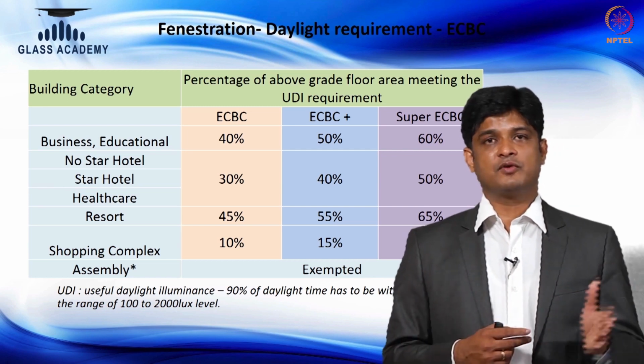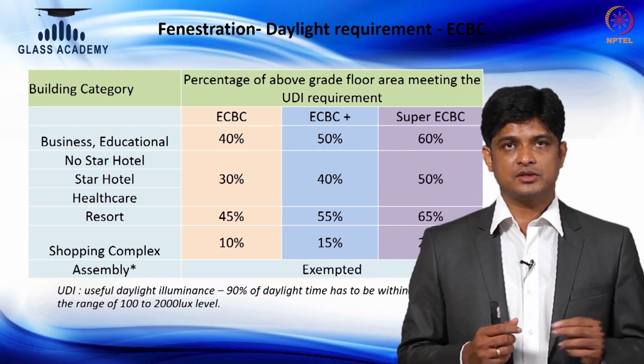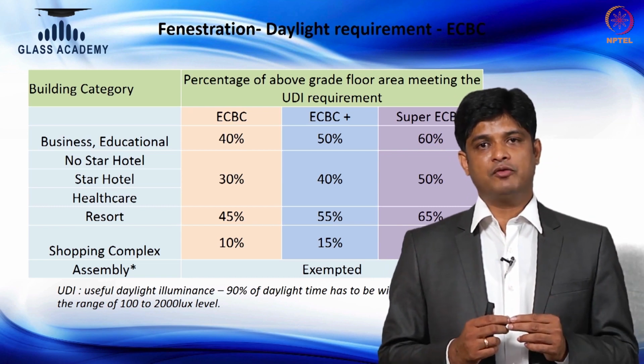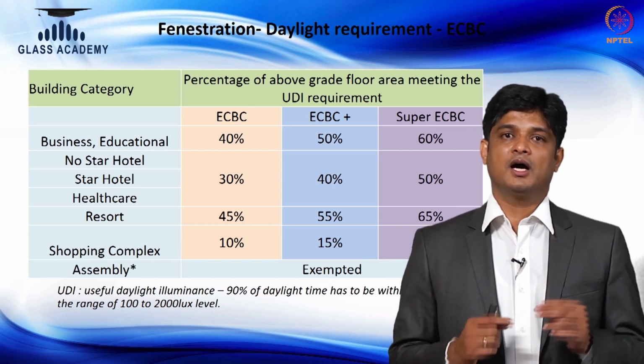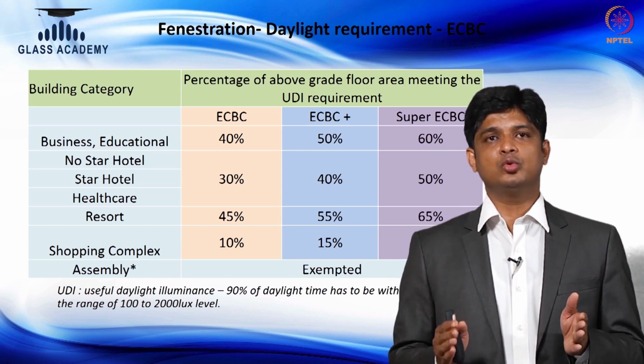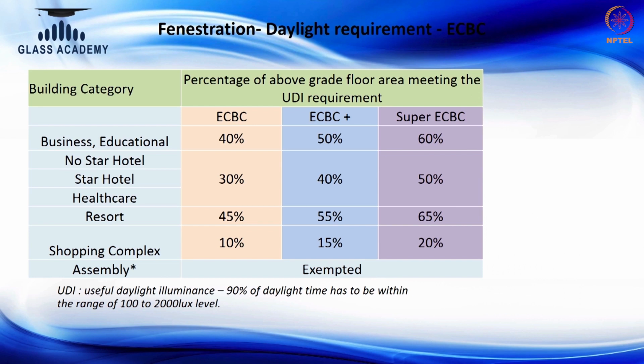ECBC says, for example, for a business or an educational building, if I have to comply with ECBC, 40% of the floor area has to have the light transmission within the range of 100 to 2000 lux. If I have to make my building more efficient, more naturally lit, which is ideally called ECBC Plus, in that case I have to comply with this for 50%. How is it possible? Just by increasing light transmission, it is not possible. If I increase light transmission, then it will increase the percentage above 2000, which is not a solution.